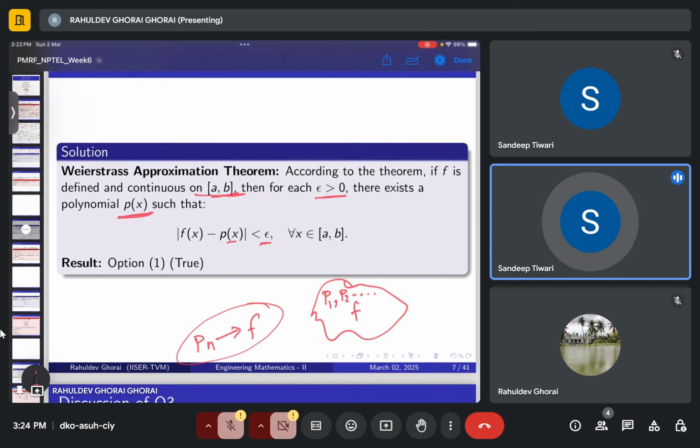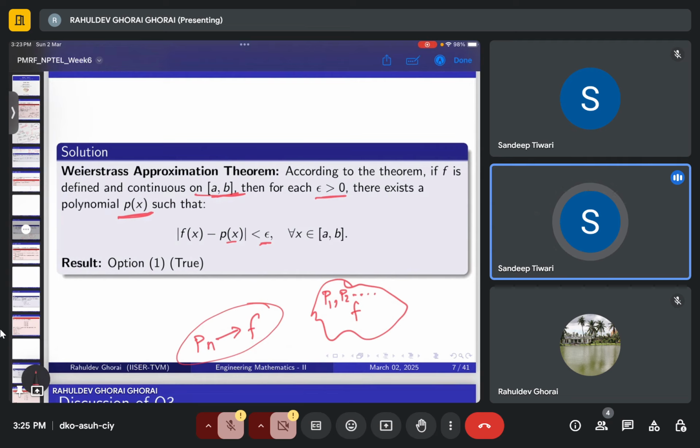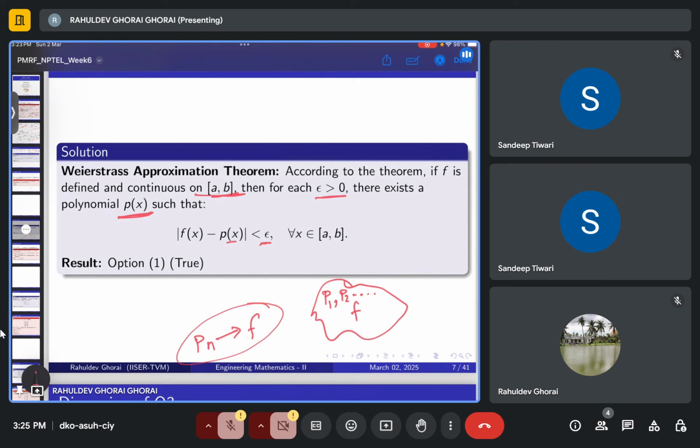But this theorem is only true for a closed interval. Sir, we can approximate a continuous function using the Weierstrass approximation theorem only on a closed interval, sir. Yeah, the closed interval is important because if you have a function on an open interval that is continuous, it is not always continuous on the closed interval. So some problem might be there. You can see that rigorously in the proof of the Weierstrass approximation theorem.